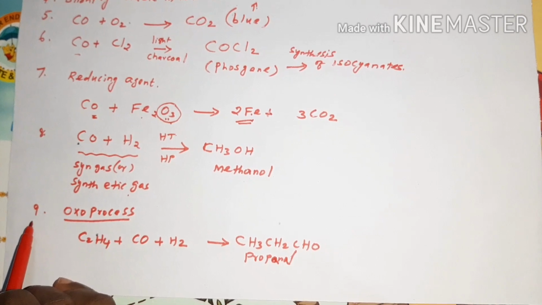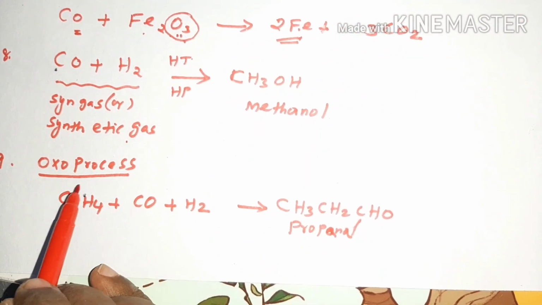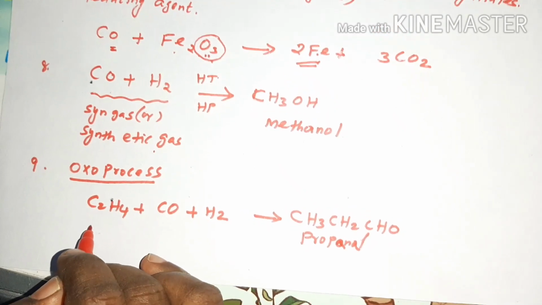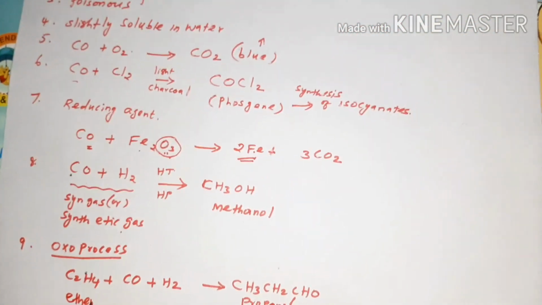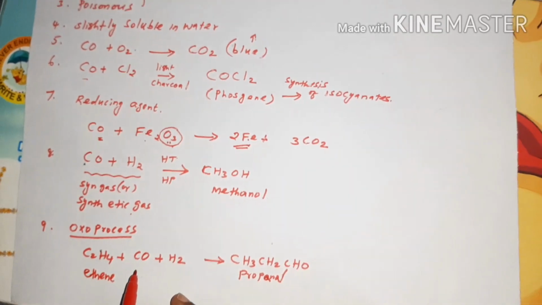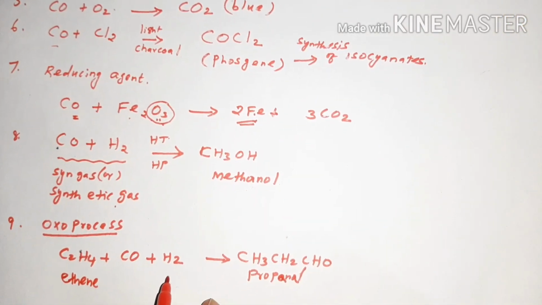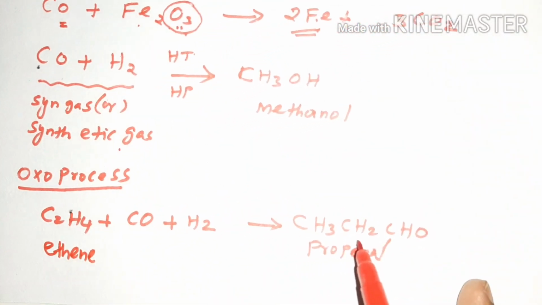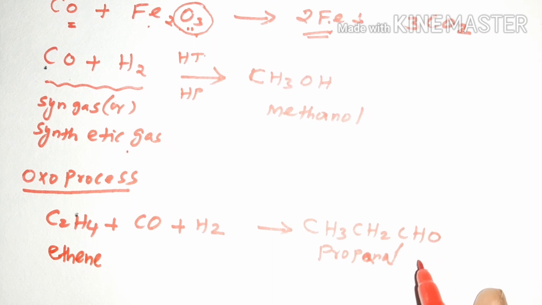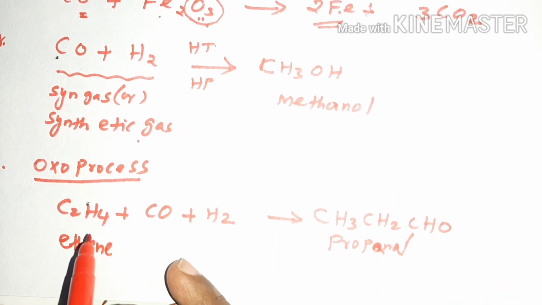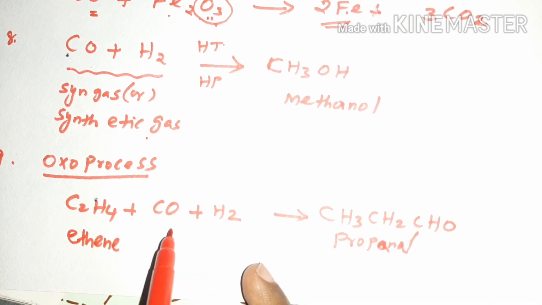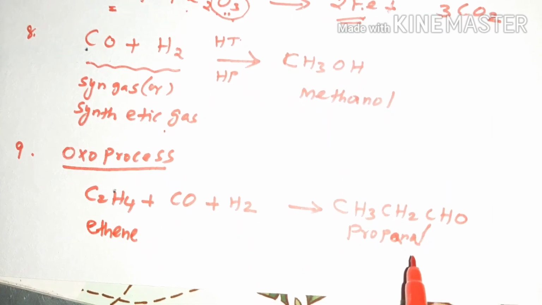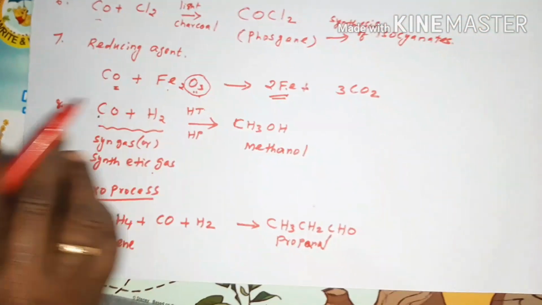The ninth property of carbon monoxide is called the oxo process. In this oxo process, ethene is combining with carbon monoxide and hydrogen. We are getting propanal. The formula is CH3CH2CHO. It is an aldehyde. So during the oxo process, ethene, carbon monoxide and hydrogen, all these three combine together, and we are getting propanal. So that's all about the properties of carbon monoxide.